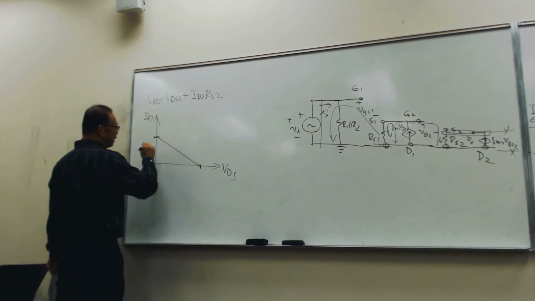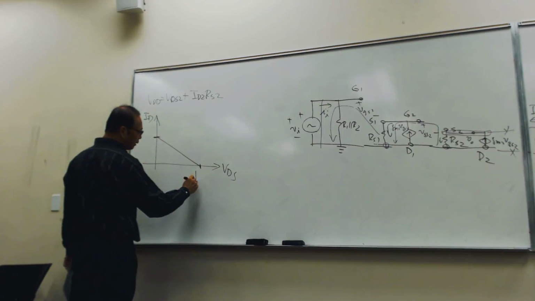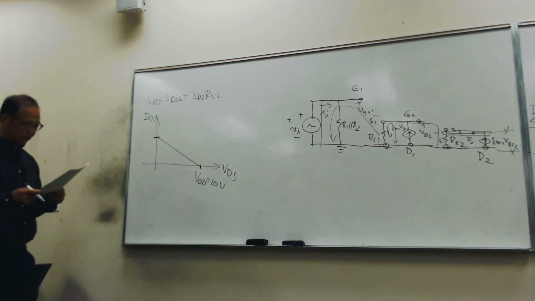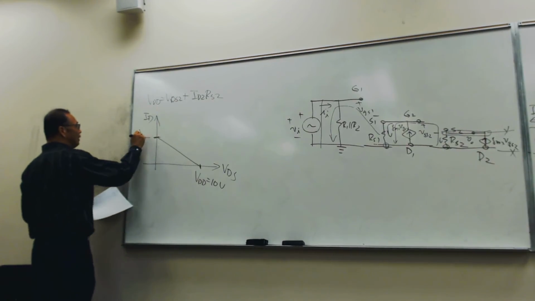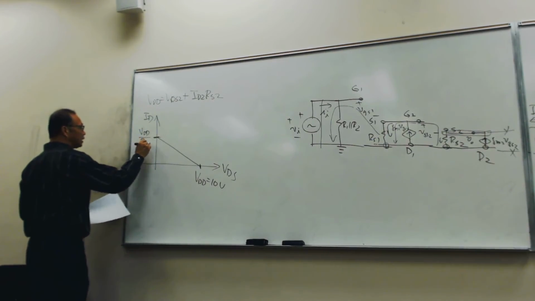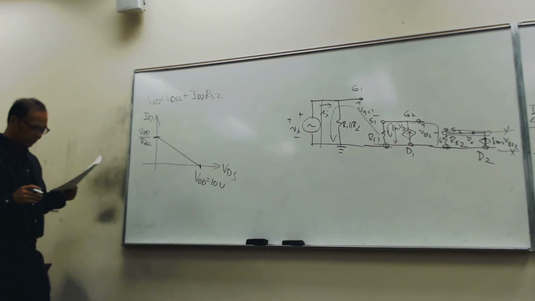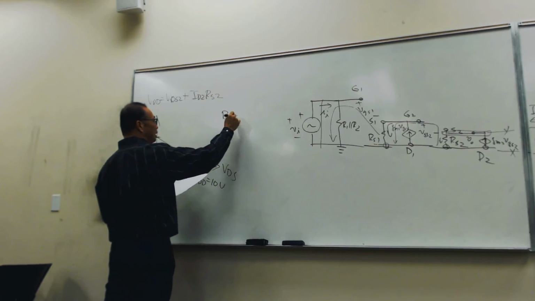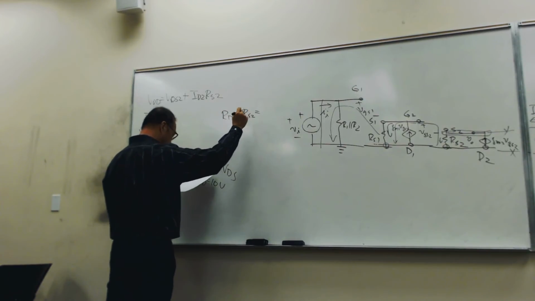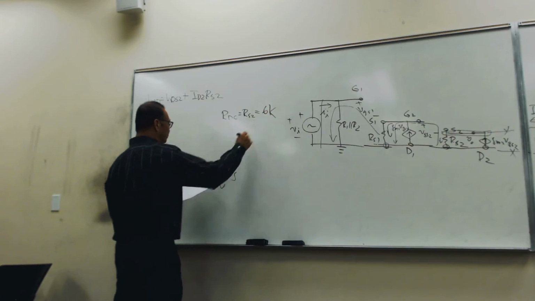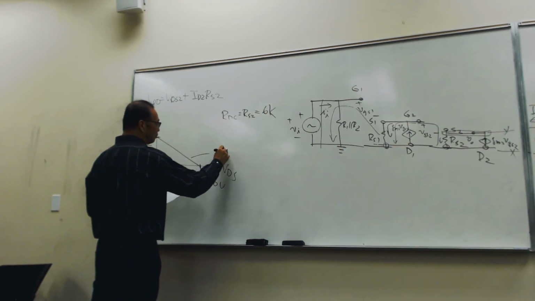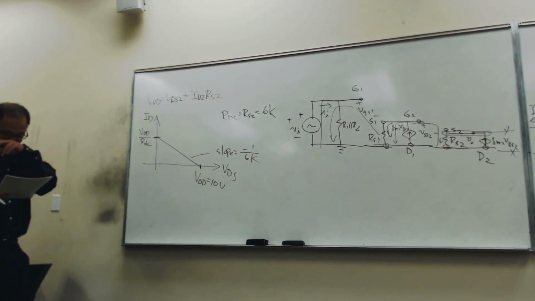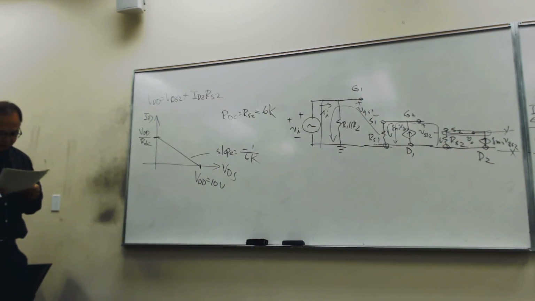Okay, the two boundaries, as you know, this one is always what? VDD, which is 10 volts. And this one is always VDD over RDC, right? And if you look at the circuit, what's RDC? It's RS2, which is 6K. So basically the slope is minus 1 over 6K, yes? Okay, then the Q point is located.